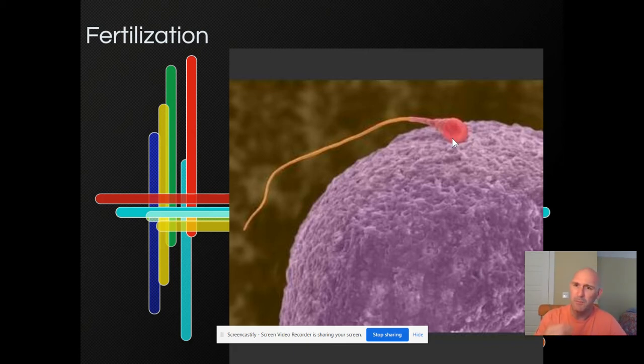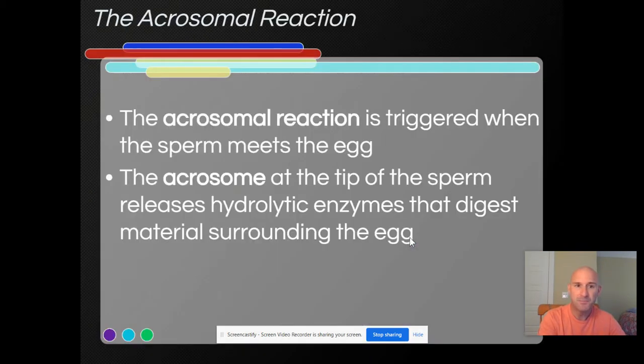We learned about this before. Sperm really just give one thing: they give genetic material, a nucleus. All the other components are already located inside the egg. Hence, it's much larger because it has mitochondria and all the organelles necessary for development. Okay, so in this process of fertilization, we have a process known as the acrosomal reaction.